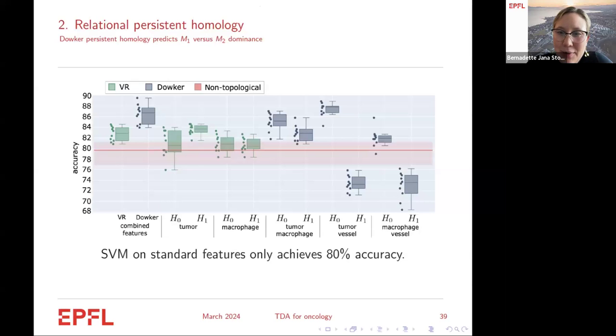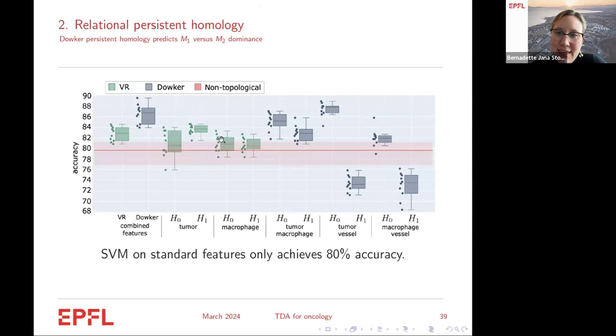So let's see how we did on the support vector machine and the prediction task. In red here, we have non-topological features being considered for the prediction. This means we're taking into account the number of cells for each cell type, and then the average distances to the other cell types. And so this achieves below 80% accuracy on this task.